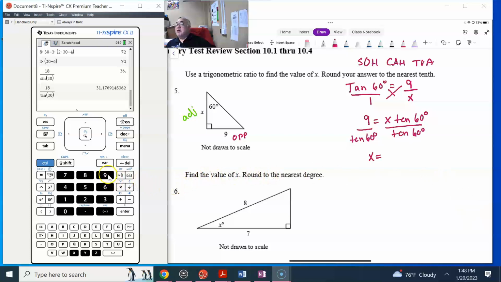So now we have 9 divided by tangent of 60. It says round to the nearest tenth. So it's 5.2. So the adjacent measurement is 5.2.